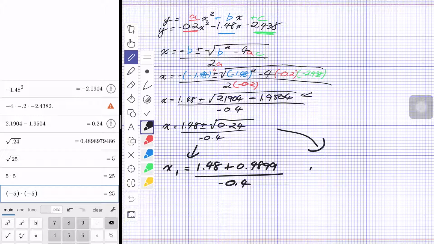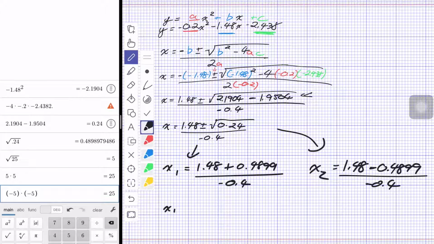And then x number 2, because there's going to be 2 x-intercepts, that's also why we should get 2 answers, is 1.48 minus 0.4899 over negative 0.4. So now we're working with 2 different answers, which is fine. You can have 2 solutions to something in math, and sometimes you get millions of solutions to things in math. Now we're just going to work out the fine details of this.